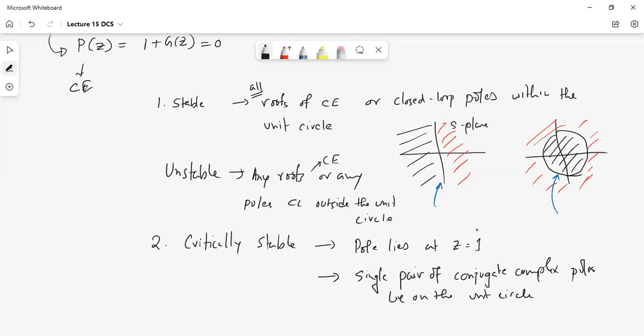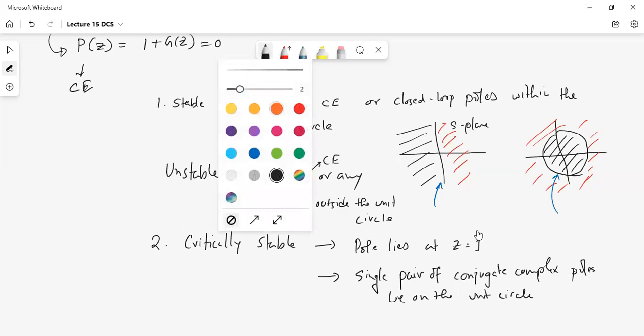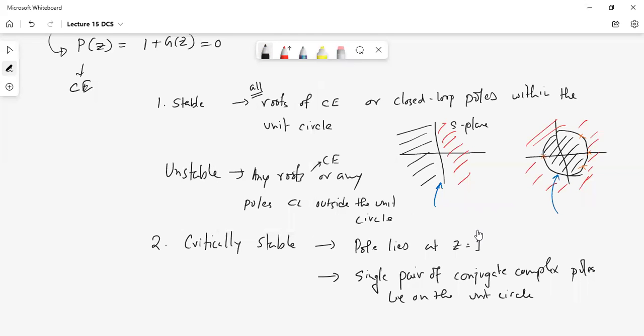So what does it mean? The first condition says that if you have a single pole somewhere on the unit circle, here or here, then this is true. And complex ones actually appear in complex conjugate pairs. So if you have one here, the other one should be here as well. So then that is also true. If this is happening, that will give us a system that will be critically stable.